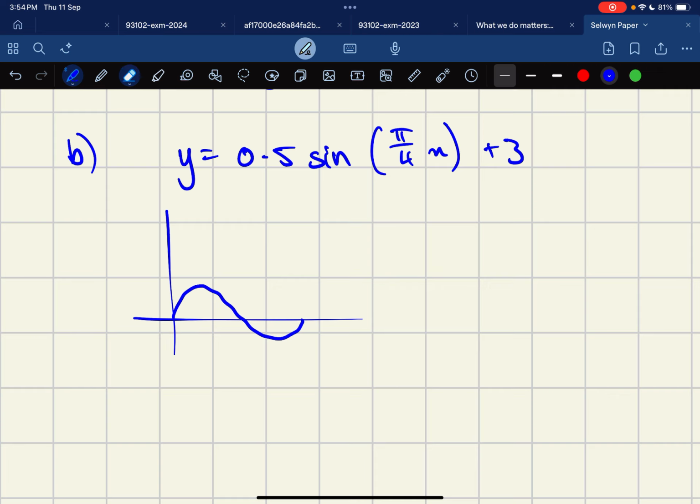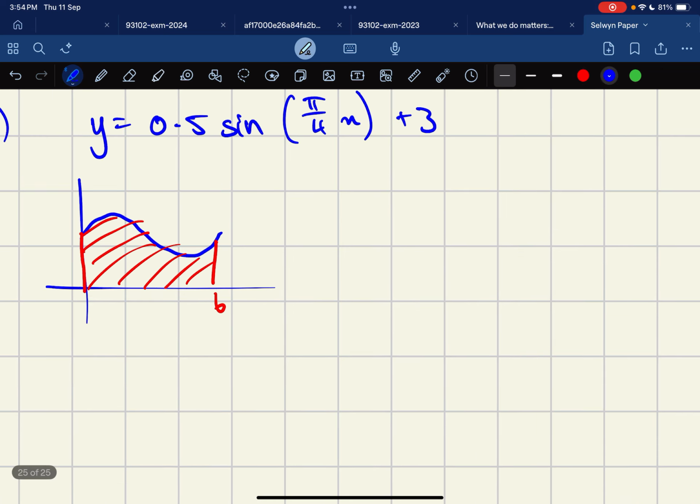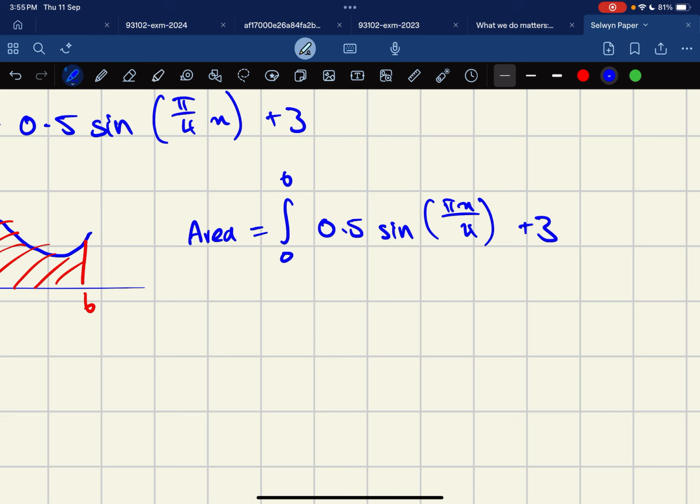So wherever x is, sorry, this has been shifted upwards by 3. So I think it should look like that. It should go from here, that is 6, into here, between the y-axis. So they want all of this area over here. So from 0 to 6. Okay, so this is the area equals the definite integral from 0 to 6 of 0.5 sine of pi x over 4, and then plus 3 dx.